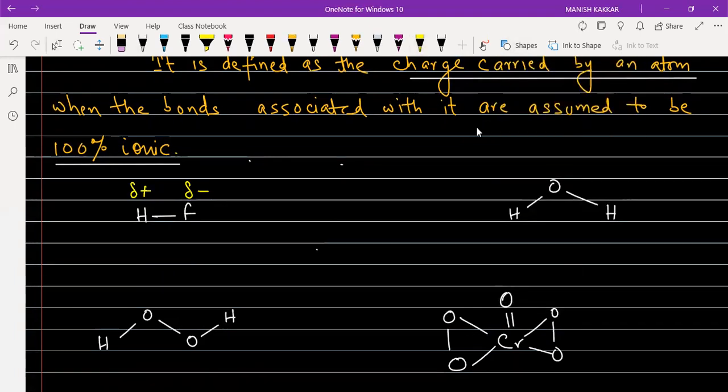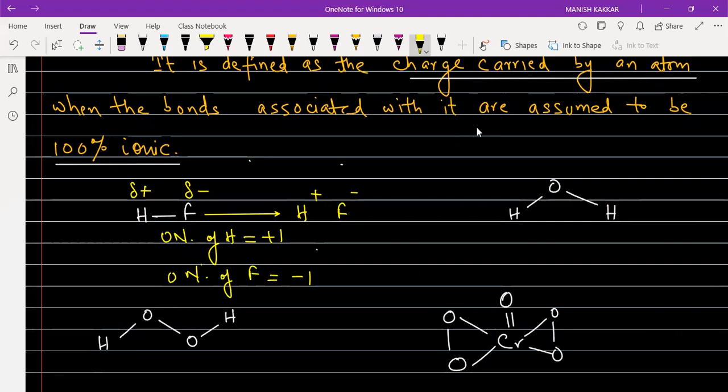But if I assume the bond to be 100% ionic, then I'll be saying that the electron are entirely shifted towards the fluorine atom, जिसकी वजह से हाइड्रोजन पे +1 चार्ज आता है और फ्लोरीन पे -1 चार्ज आता है। ठीक है। तो I will say that oxidation number of hydrogen is +1 and oxidation number of fluorine is equal to -1.